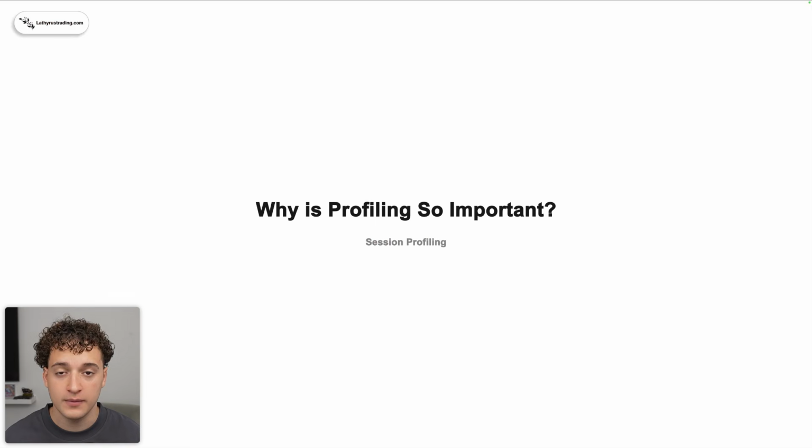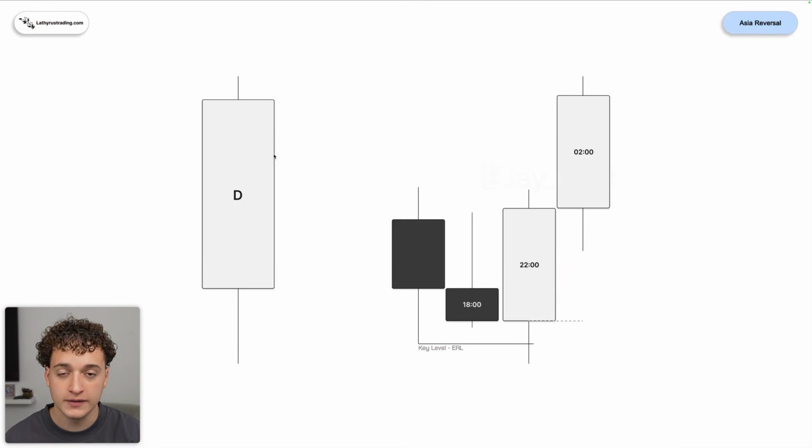So a lot of you may be asking, why is profiling so important? Well, profiling is so important because it's actually your guideline and your roadmap to the day, which would really dive into session profiling. So that's what we're about to go into right now. So in this slide, we're going to be talking about an Asia reversal, and this is when Asia puts the low of day in for the daily candle and forms a reversal signature, right?